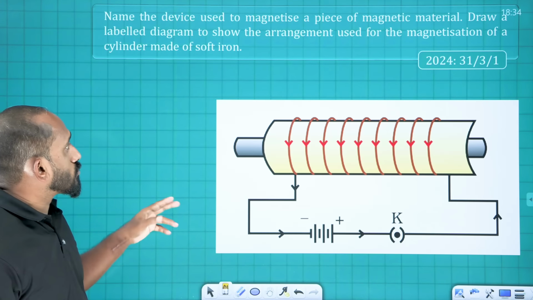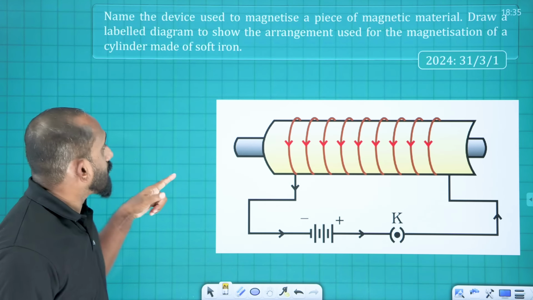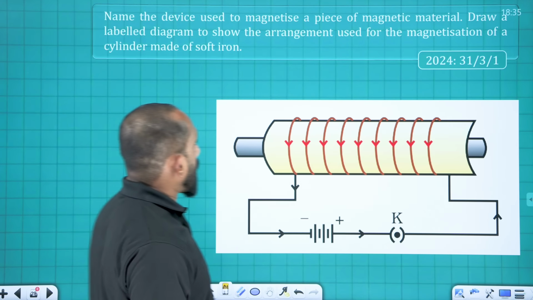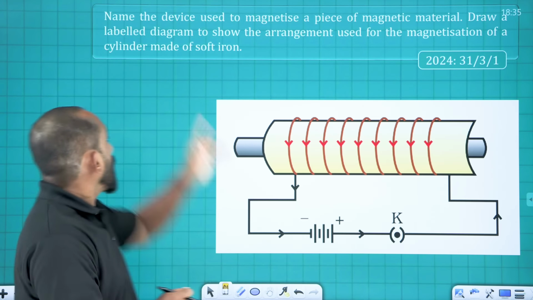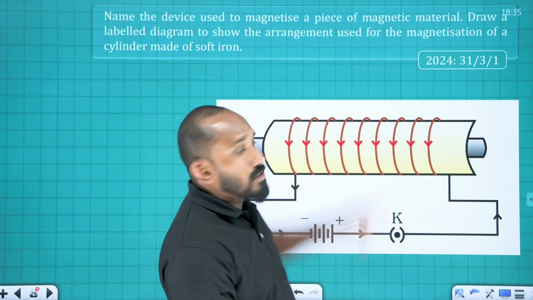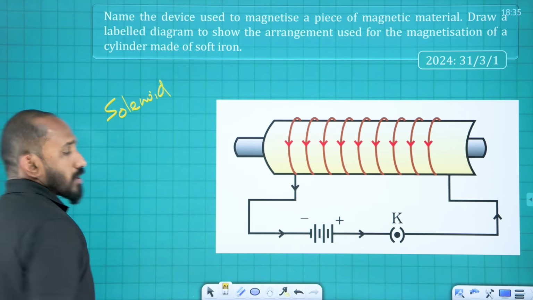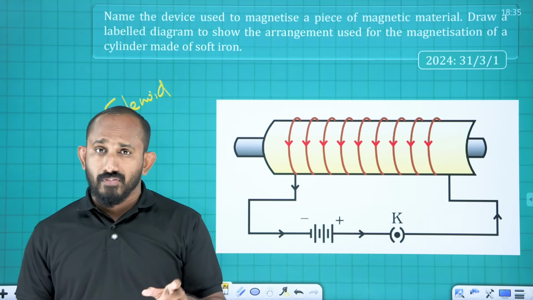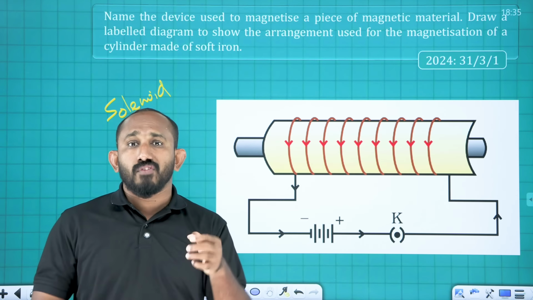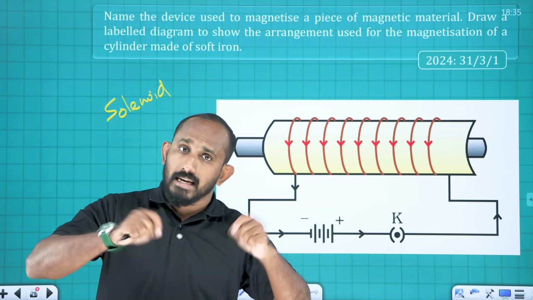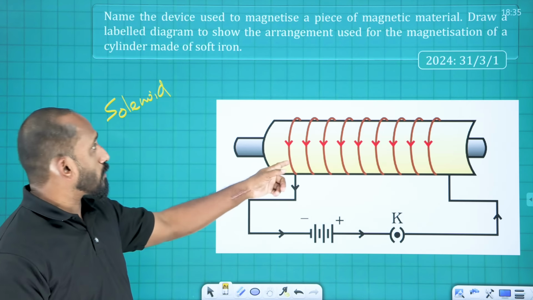Name the device used to magnetize a piece of magnetic material. Draw a labelled diagram to show the arrangement for the magnetization of a cylinder made of soft iron. This is an electromagnetic concept. Here, for the device used to magnetize a piece of magnetic material, you can use the name solenoid. Because a solenoid produces a stronger magnetic field in the interior region. So if you keep a material in that region, it will be in the magnetic field for a long time. Then the material can be magnetized. That setup with an iron core is called an electromagnet.